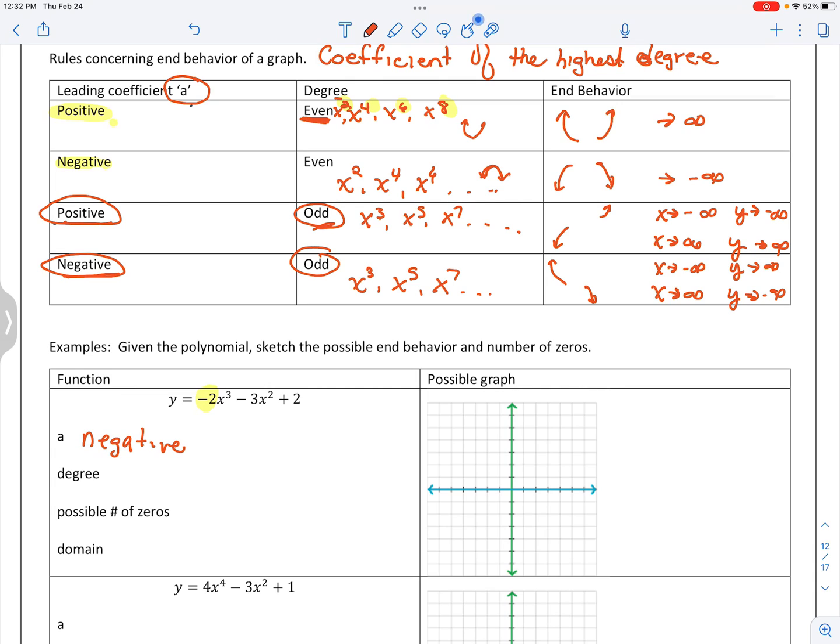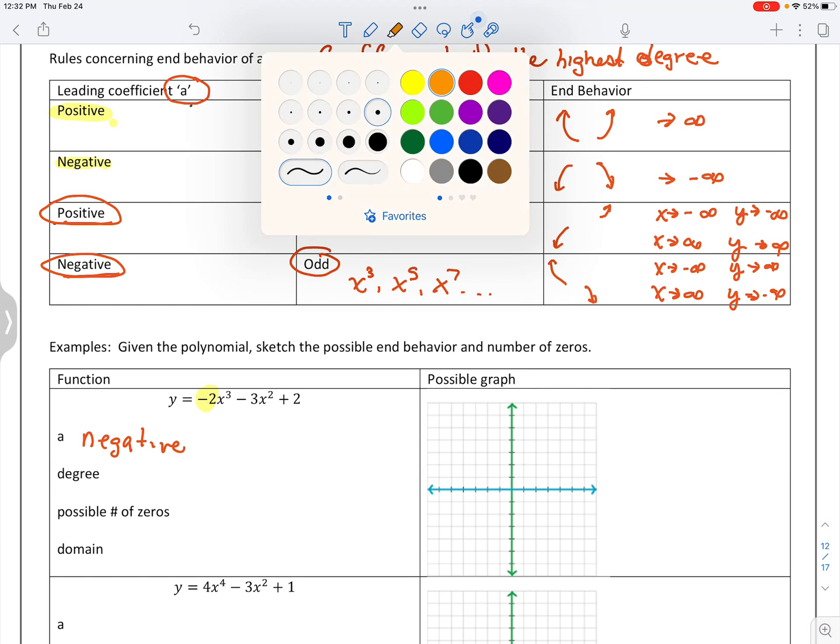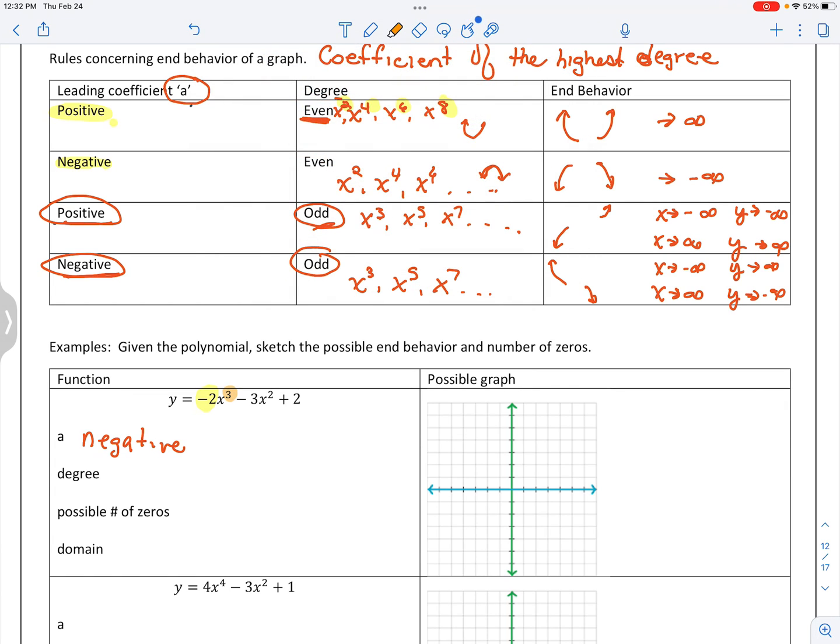The degree, the highest exponent, is 3. So it's a cubic function. So the number of possible zeros is 3, because remember, according to the fundamental theorem of algebra, the number of zeros cannot exceed the degree. And our domain for all polynomials is negative infinity to infinity.